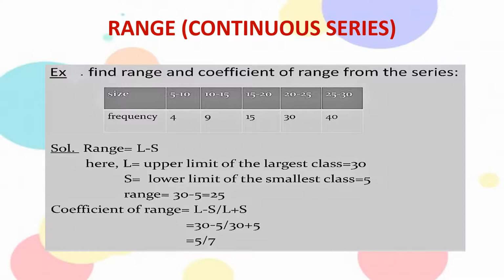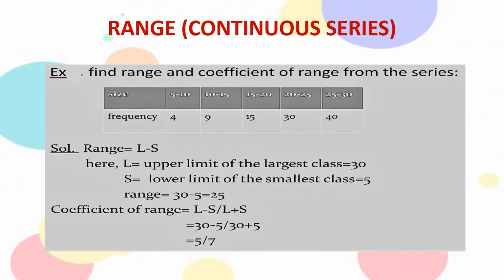In the next immediate class, that is the second class, 10 to 15, there we are going to include the 10 value. Up to 14 will be included there, and 15 we are not going to include. So as you can see, we are excluding the upper limit. So this particular series is called an exclusive series, where we are not going to include the upper limit in the classes. Okay, now here also the same procedure applies to find the range and coefficient of range. First, find the largest value from the classes and the lowest value from the classes.